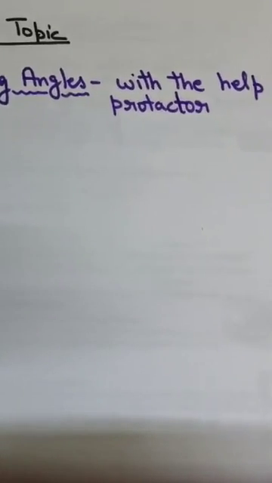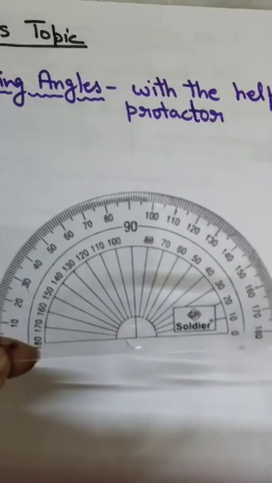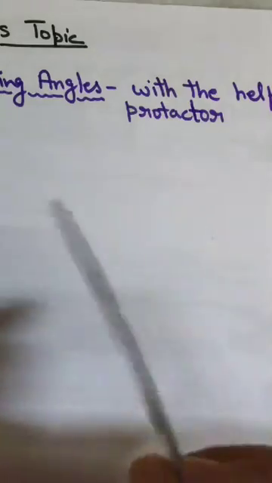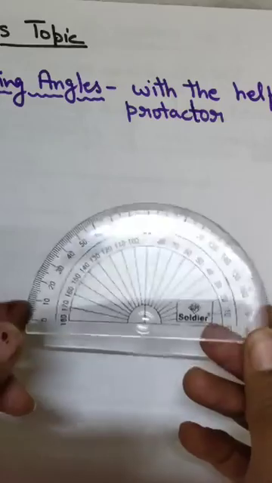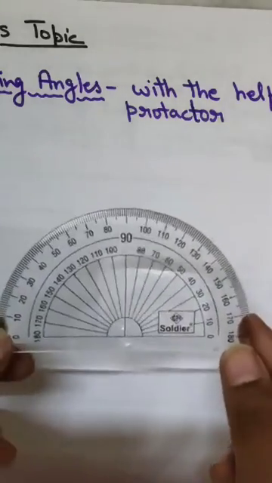Now today we will learn how to measure angles with the help of a protractor. Have you all seen the protractor? What is the protractor? Let me show you. See, this is the protractor. In easy language, many times we call it a D also. This is a protractor.